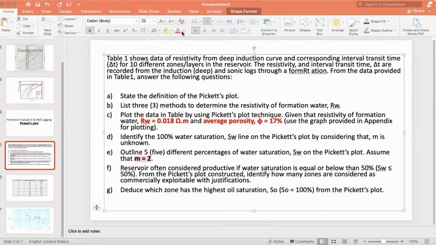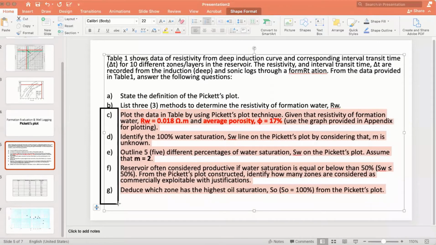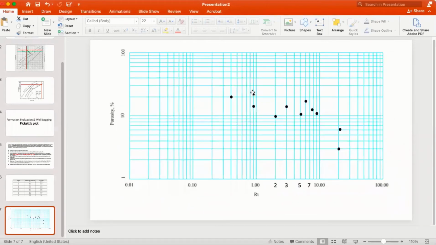It doesn't matter. So the whole question here, C, D, E, F, G, actually, we plot the graph and then we get everything here. So we just plot it up and then answer all these questions, and it will be fine. You see a lot of questions, but all of them are related to how to plot a complete graph, so no need to worry. So we go back to draw the complete graph here.